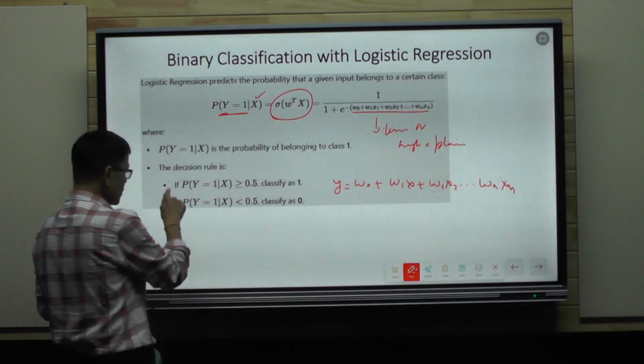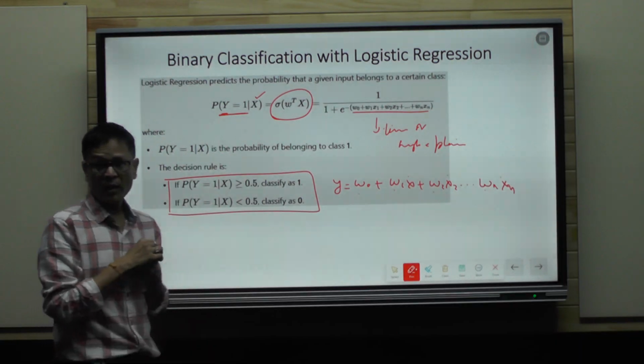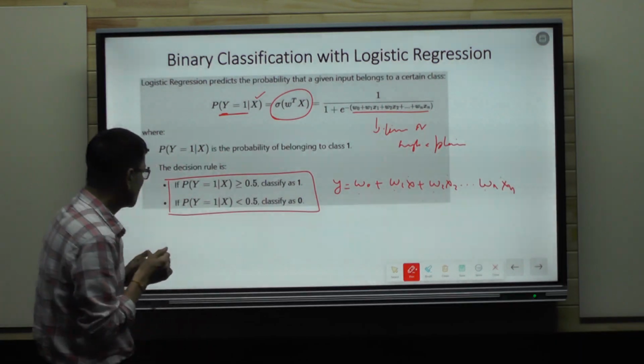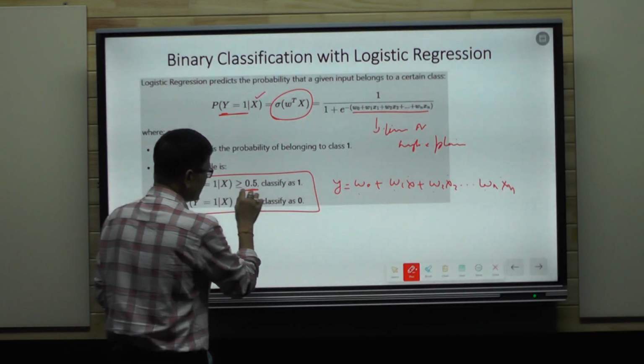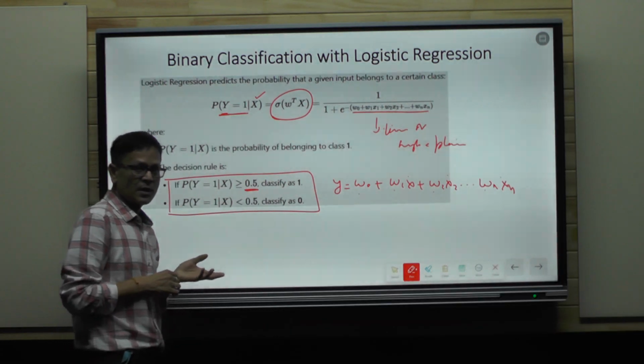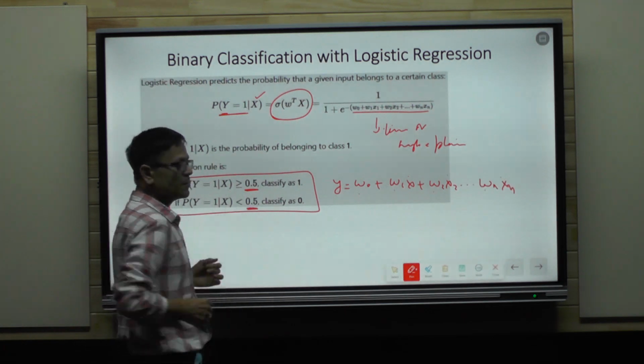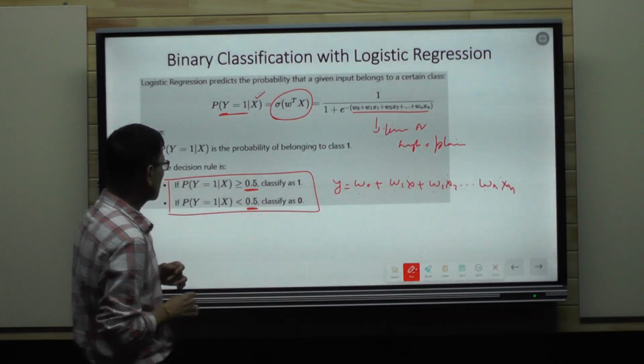So this is the decision rule, or the decision boundary, or you can say the threshold. The threshold here is 0.5. So something above 0.5 will be termed as 1, and something below 0.5 will be termed as 0.